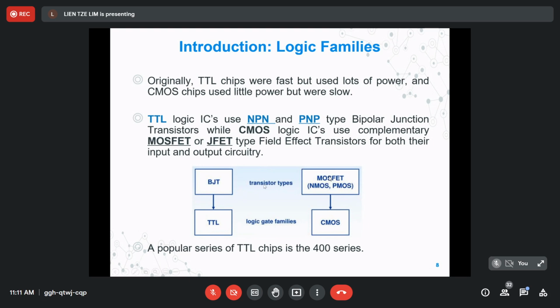So you see the diagram here. This diagram shows that TTL uses BJTs, and CMOS uses MOSFETs. MOSFETs and BJTs are two different types of transistor, and they construct two different logic gates. So the structure is also different, but these two logic gates are under the same logic family.